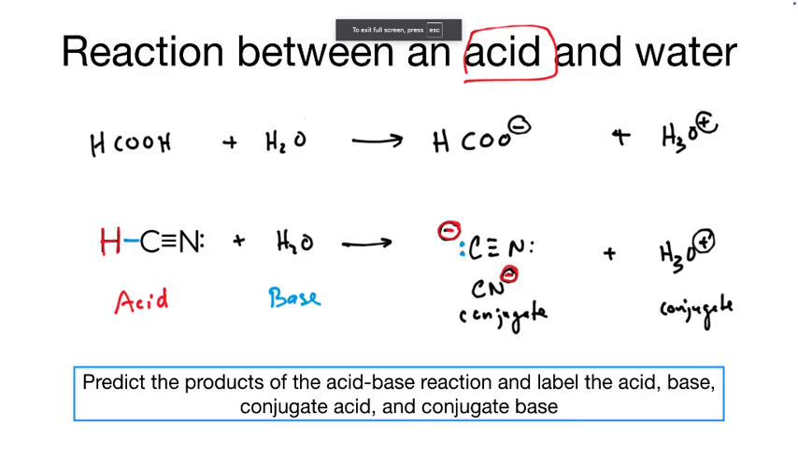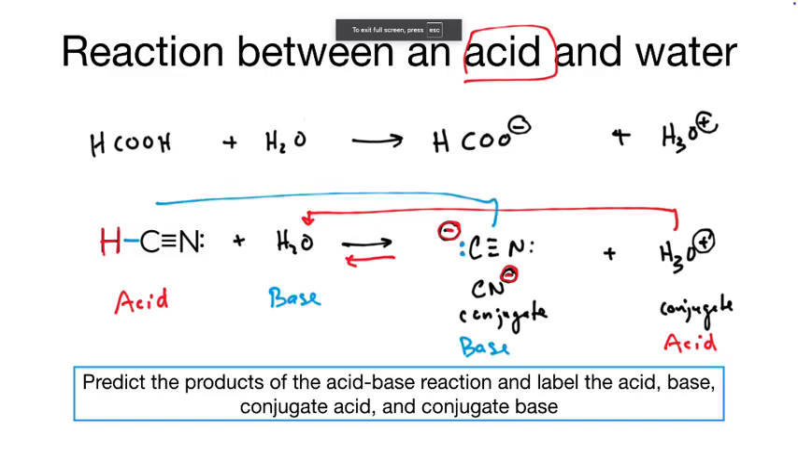To determine what that extra conjugate is, what we're trying to do is think about what happens if we ran the reverse reaction. So for H3O plus to become H2O, what did the H3O plus have to act as? It had to act as an acid. It had to lose that hydrogen. So we're referring to the H3O plus as the conjugate acid. If it's the conjugate acid, what must the CN minus be? It must be the conjugate base, which we could equally prove by looking at how it relates back to the HCN.